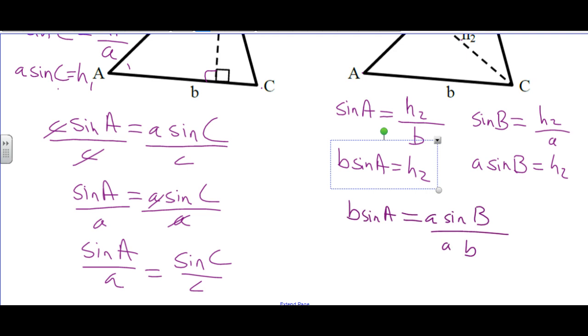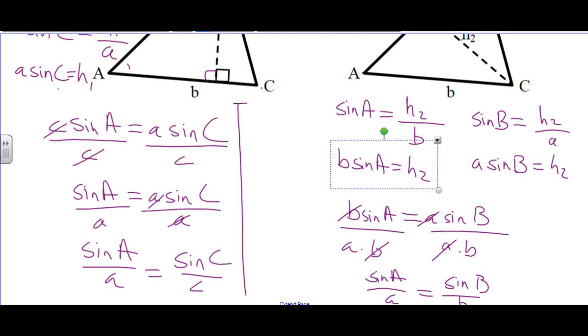And we're going to do the same thing, but this time I'm going to do it in one step. We're going to divide both sides by A times B. So the B's cancel, the A's cancel, and we're left with sine A over A is equal to sine B over B. And by the transitive property, because sine A over A is equal to sine C over C, and sine A over A is also equal to sine B over B, we end up with... we're going to summarize this all.